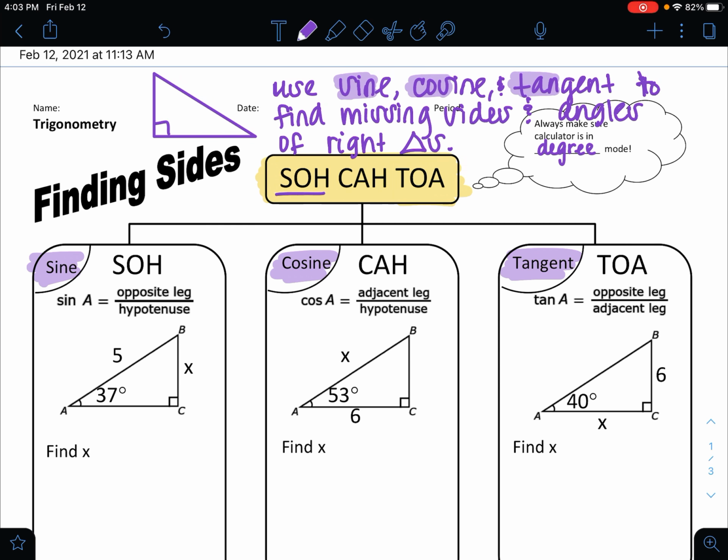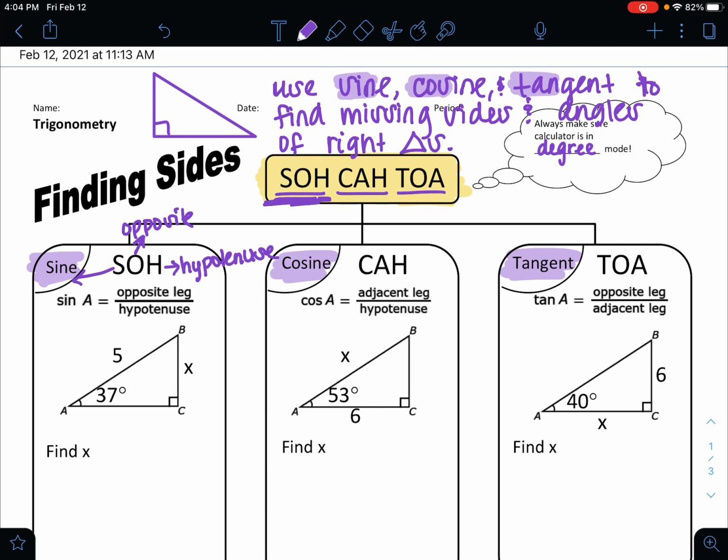So yes, SOHCAHTOA. It's just a mnemonic device to help you remember. So SOH stands for sine, of course. Let me just point the arrow. So sine, and then the O stands for opposite, and then H stands for hypotenuse.